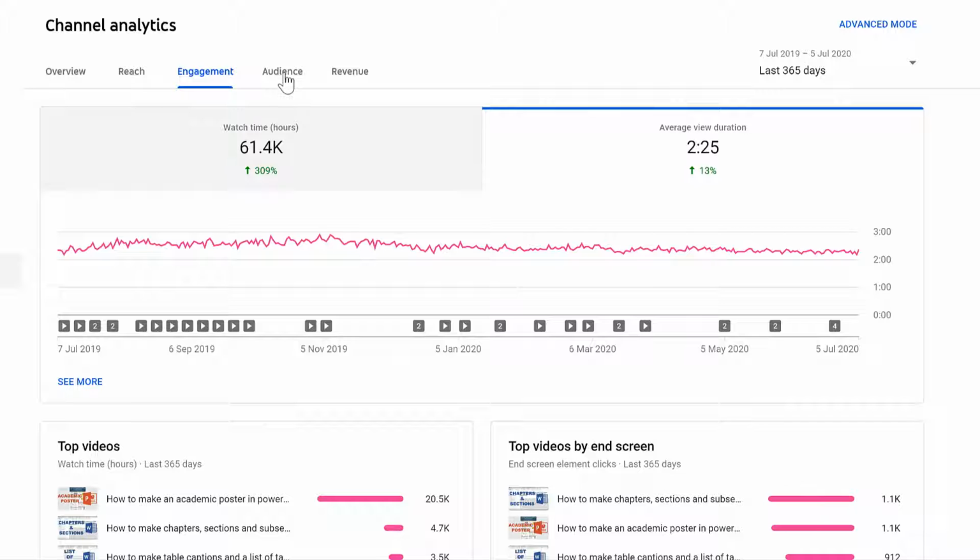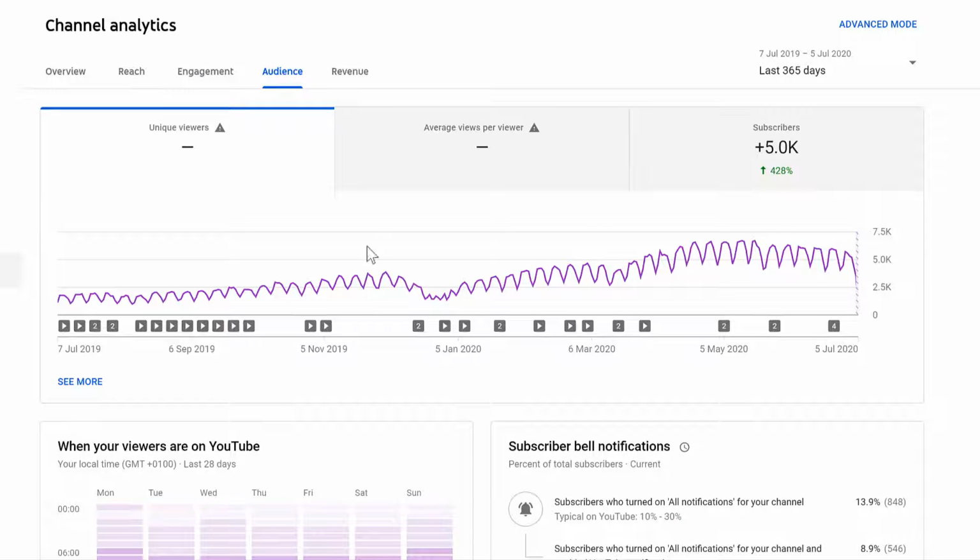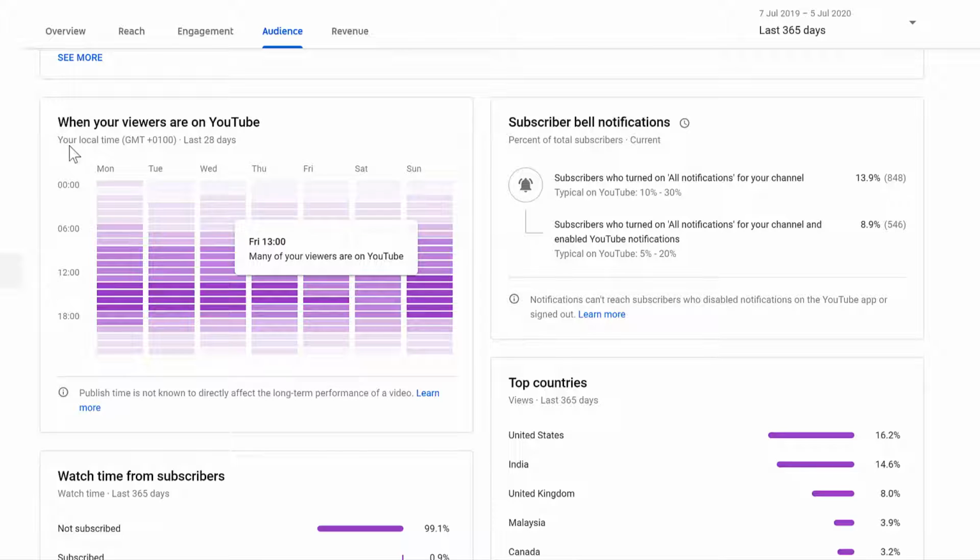Then we can go and have a look at audience. And if we scroll down a bit, you can see this is when your viewers are on YouTube. So when do the people who watch my YouTube videos tend to be on YouTube? You can see they tend to be there in sort of the mid-afternoon time, less so on a Saturday, but also on a Sunday. And then they tend to not be watching YouTube videos very late at night or early in the morning. And this is kind of what I would expect.